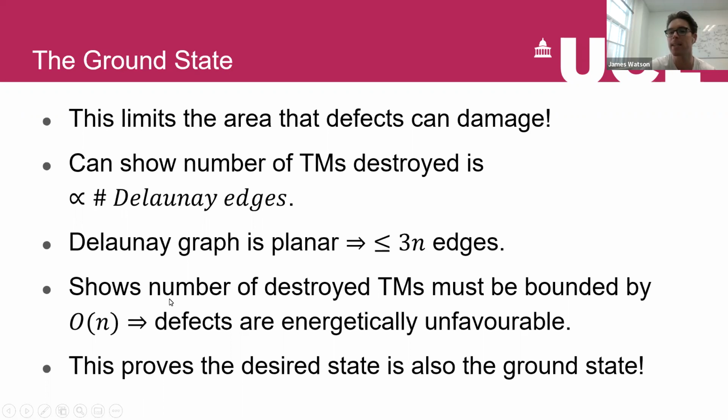And by penalizing the defects energetically sufficiently largely, you can show that defects are energetically unfavorable to appear in your lattice. So this shows that the designed state, which is squares nested within squares nested within squares plus the Turing machines, is in fact the ground state.